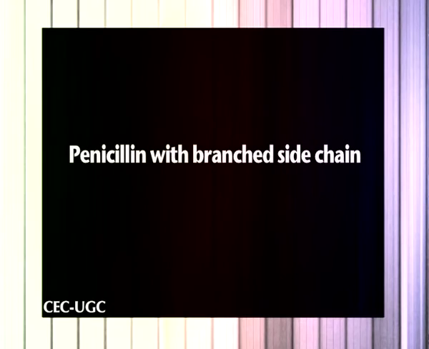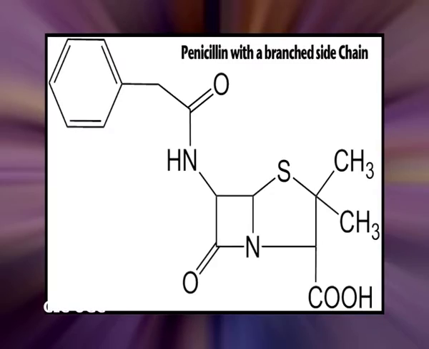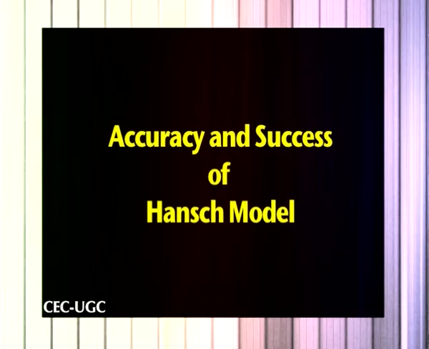However, Hansch found that the penicillin with the branched side chain was more active. He suggested that this anomaly could be explained by the fact that branched side chains were more resistant to metabolism than straight side chains. Now coming to the accuracy and success of Hansch model.